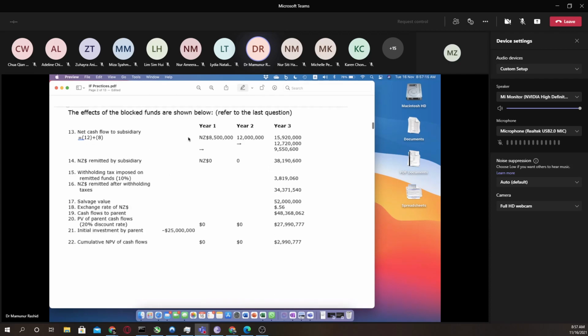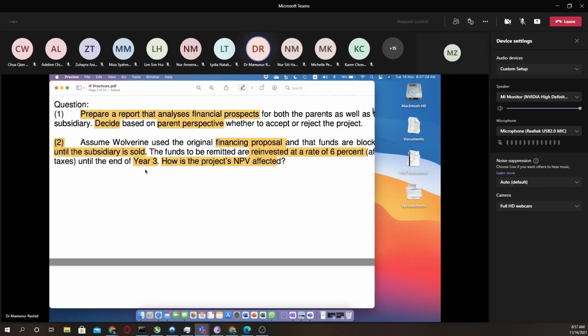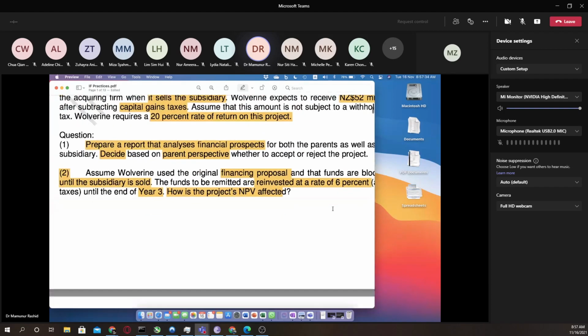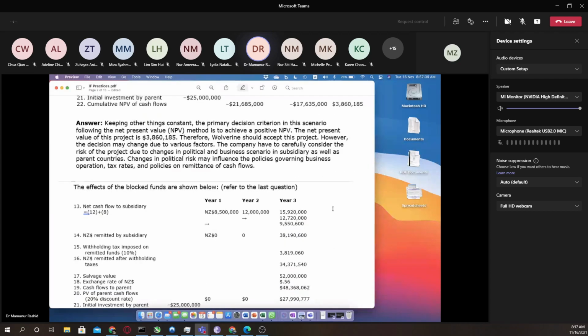The second part of the question was the blocked fund. If the fund is blocked and you are allowed to save it until year 3, you will earn, let me check, you will earn 6%, reinvested at 6%. So if you are earning at 6% and investing in the New Zealand market, which will be transferred all together in year 3 to the US, what happens to our cash flow?